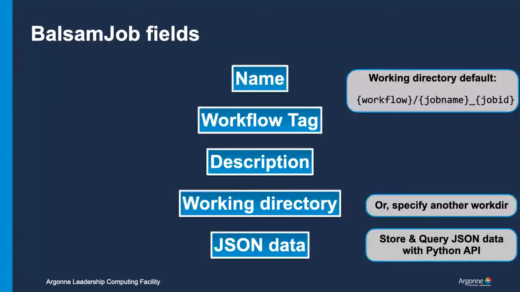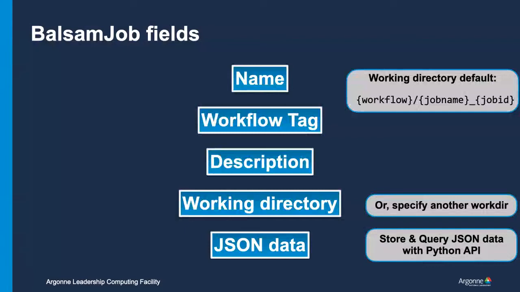You often have some way of grouping related runs under the same workflow and different runs with different names under that workflow. The description field is completely optional. This is just any text that you want to attach to a job. You can also override the working directory creation by specifying your own custom work directory if you have your own scheme for where data should live and where applications should be running.